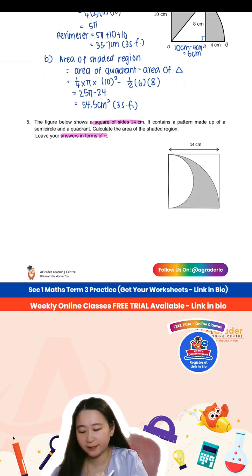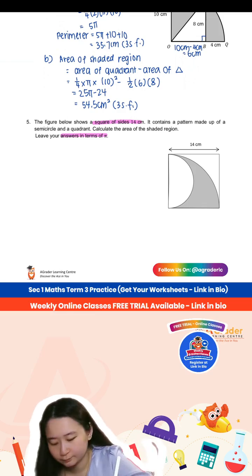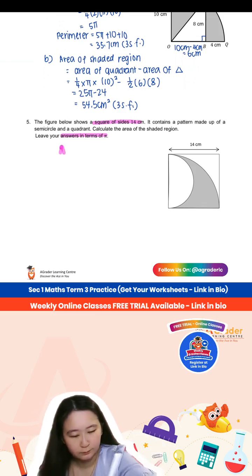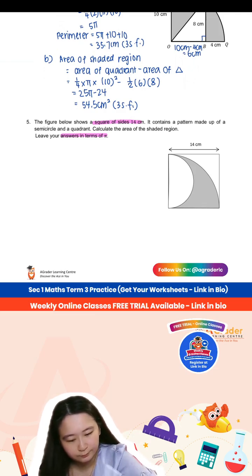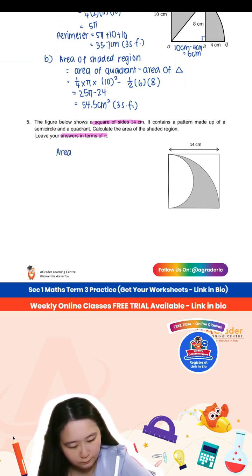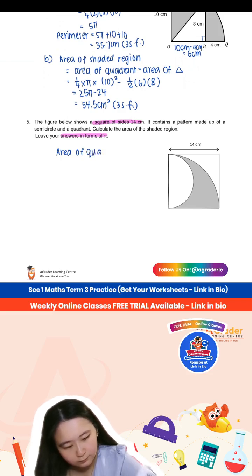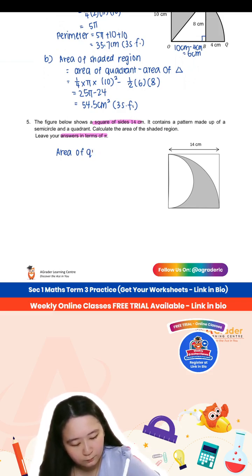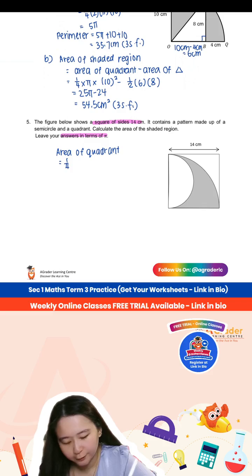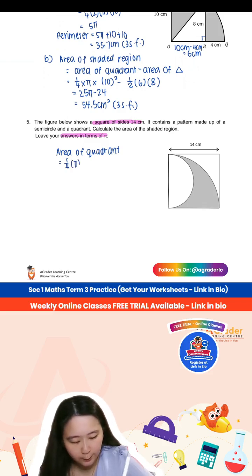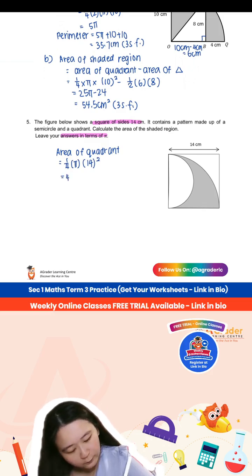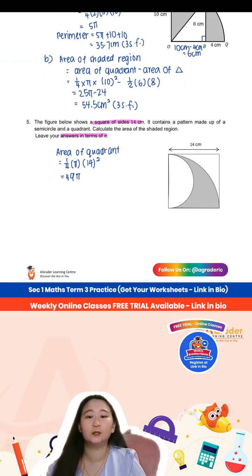Okay, so firstly, find the area of the quadrant. So for the quadrant, don't forget your 1/4 pi r squared, so the radius is 14, so 14 squared. We can leave it in terms of pi first since it's not the final answer yet.